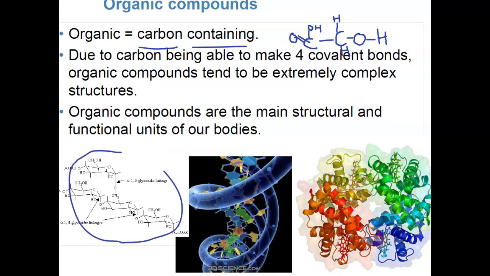This is starch right here. It has a lot of glucose subunits repeated over and over again. This is DNA. We're going to look at DNA in lecture on the second week. It's very complicated. This is a protein, I believe it's hemoglobin, and it has all these protein subunits in it. So organic compounds are really complex, and they're the main structural and functional units of our body.